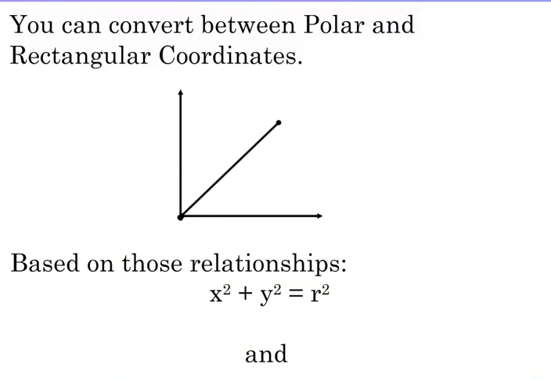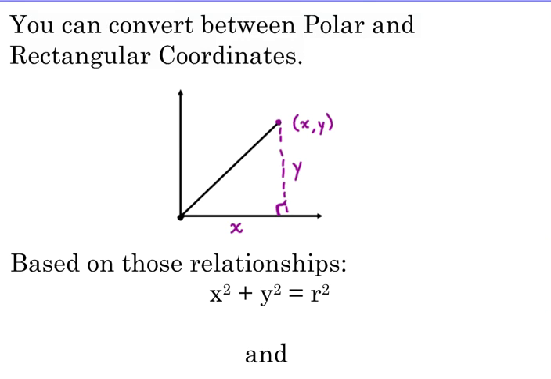Okay, so to talk about converting between polar and rectangular coordinates, we're going to mesh the two together. If this point is x, y, then technically we can form a right triangle. The horizontal distance right here is our x coordinate. The vertical distance is our y coordinate.